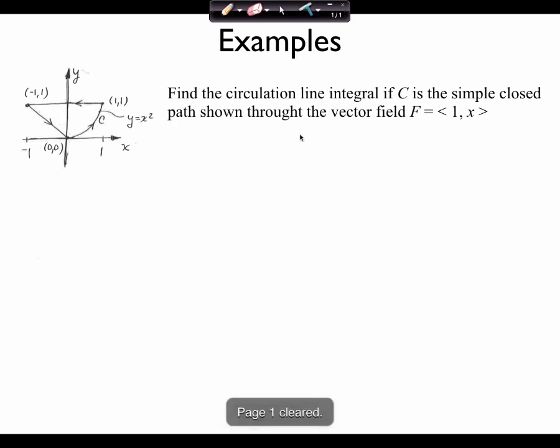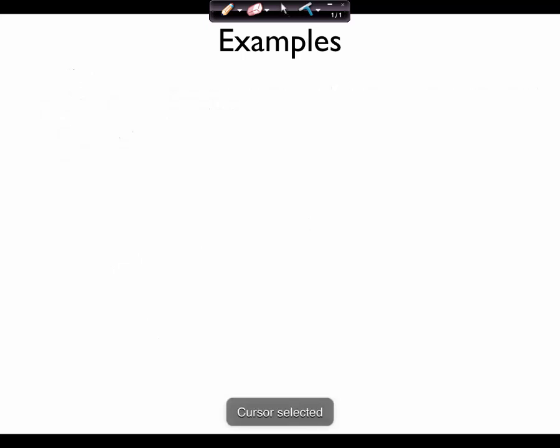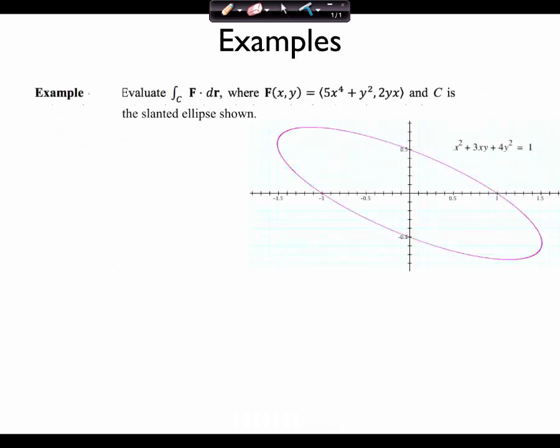How about this one? I want to evaluate this line integral around the slanted ellipse x squared plus 3xy plus 4y squared equals 1. So I want to evaluate that line integral.